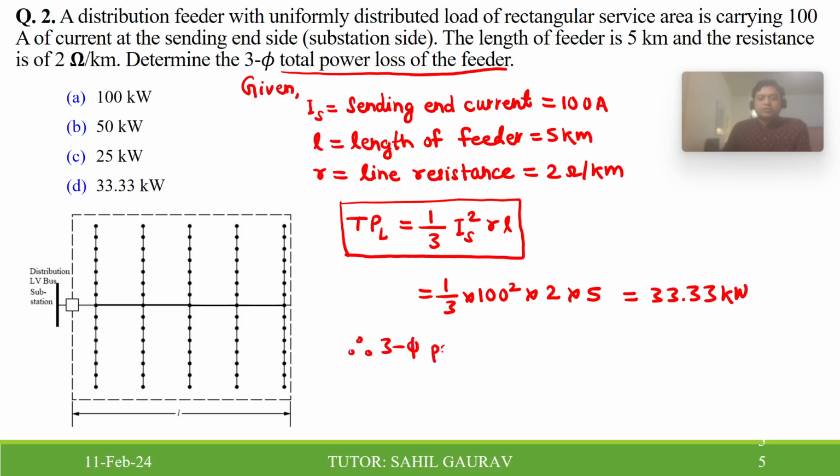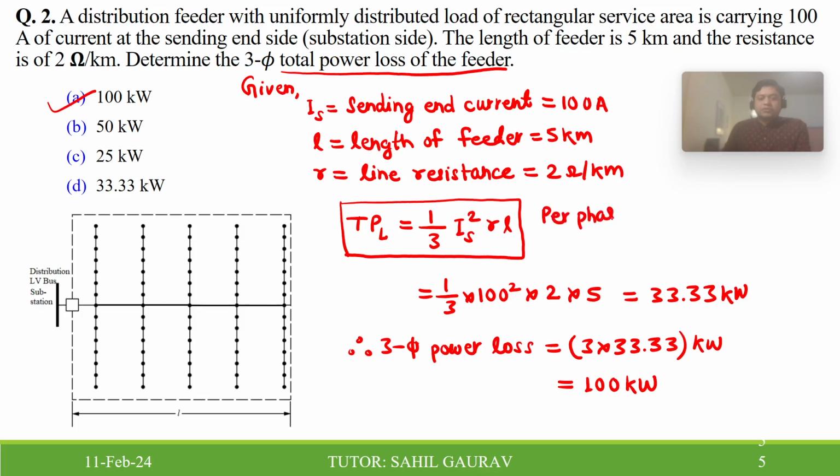Therefore, three phase power loss equals 3 into 33.33 kilowatt. So this will come as 100 kilowatt. So the correct answer is A. So just be careful. This is the per phase power loss expression, not the total three phase power loss expression.